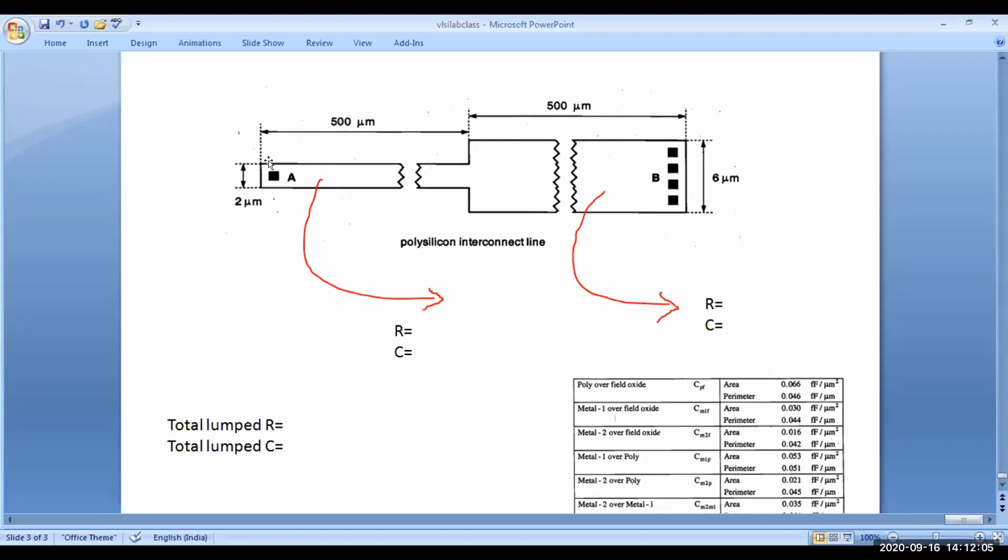So this is the source point and this is the sink point. Some combinational logic will be connected to these interconnects. This is the starting point and this is the end point. It has a width of 2 micrometer and a width of 6 micrometer. Now we are going to see the simulation when the signal is transmitting from A to B and then from B to A.